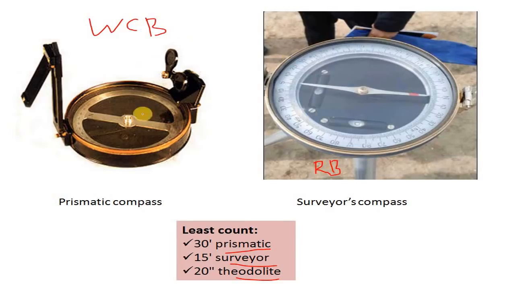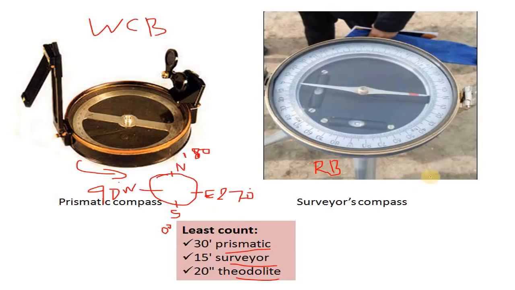But remember, in the prismatic compass, this is a circle. Suppose this is north, this is south, this is west, and this is east. 0 degree is marked on south and 180 degree is marked on north. Remember this, this is the objective portion. And west is 0 degree, this is 90 degree, this is 180 degree, and this is 270 degree in the prismatic compass. This is for the prismatic compass.